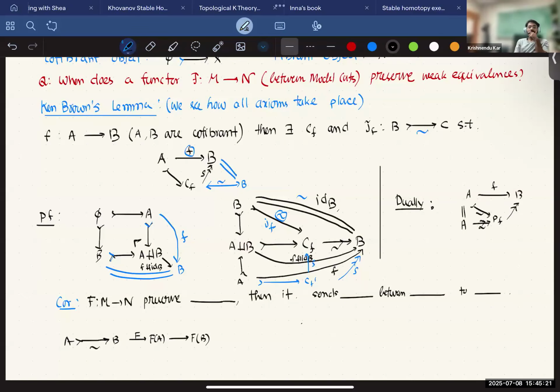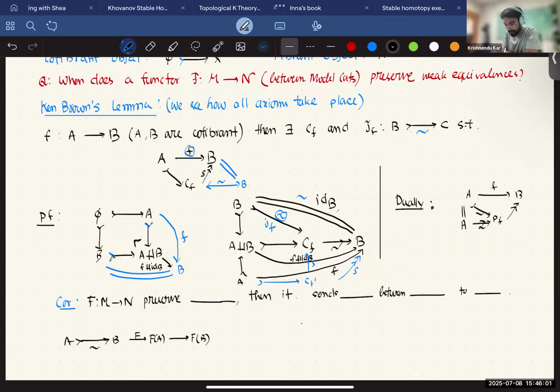Yeah, questions here now. Let's see. So we used all the features of model categories in this one proof. That's why I like this proof a lot. The only feature you did not use is the retract. But other than that, we used everything. All right, let's move on then.